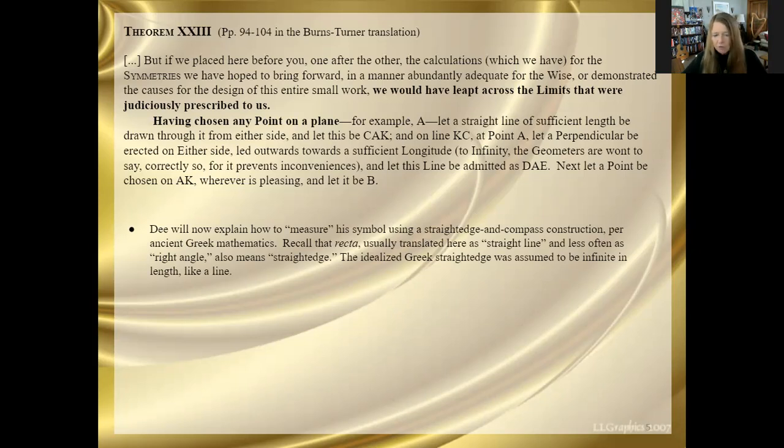And remember, recta is translated as straight line, less often as right angle, but it can also mean, along with rectitude and all, a straight edge. And the idealized Greek straight edge was assumed to be infinite in length, like a line, which is what he said, to infinity, as the geometers are wont to say, for it prevents inconveniences. But if you try to do this, you will find that the real inconvenience he's talking about is totally mundane.